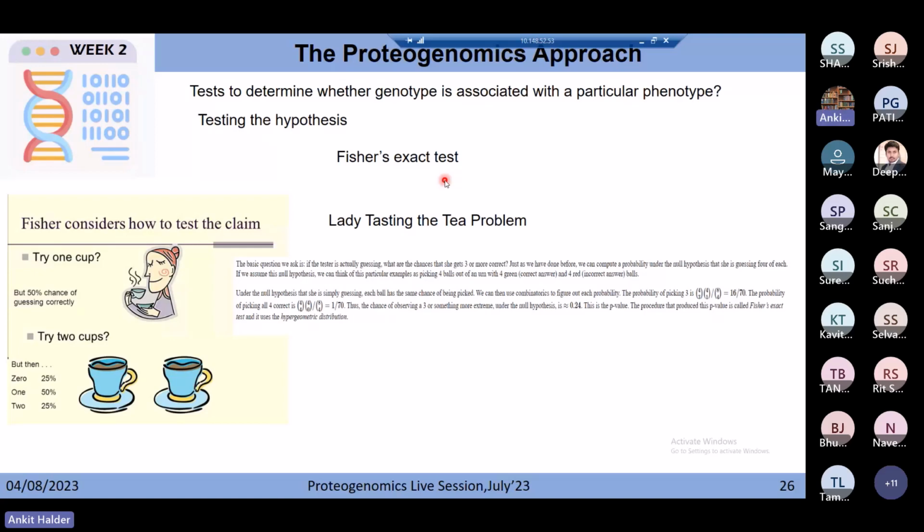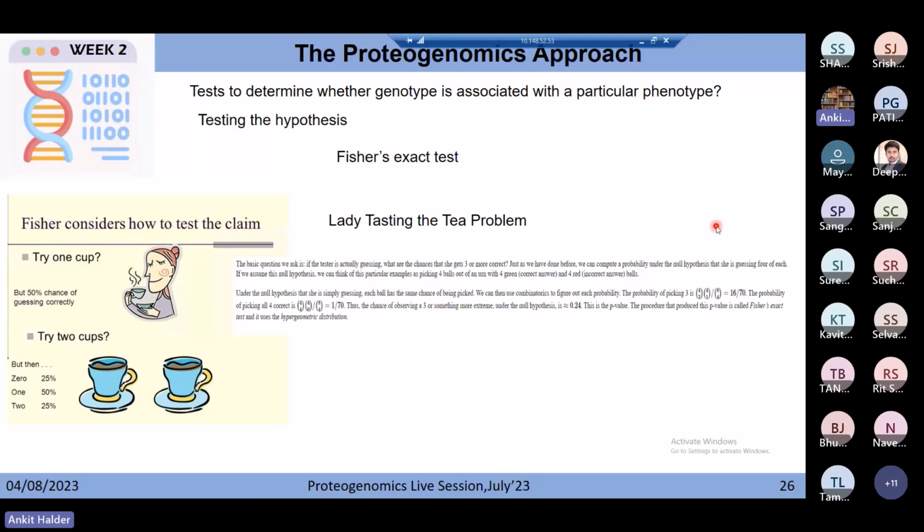Do you have that superpower, to say just by tasting the tea whether the milk was poured before or after? This is the question that needs to be answered: whether you will accept the claim that she has a superpower or not. From there Fisher gave the formula of this test, with the answer to the problem of the lady testing the tea.